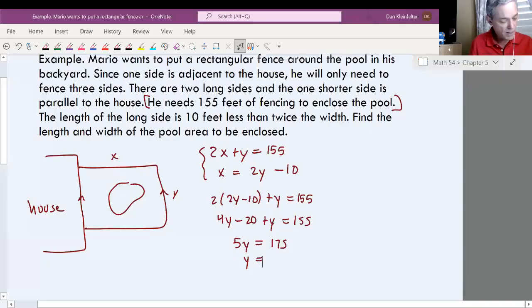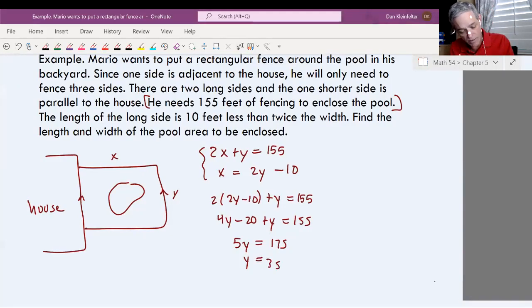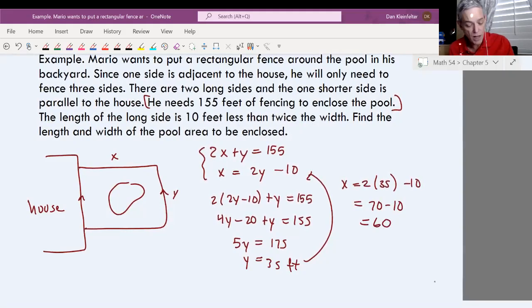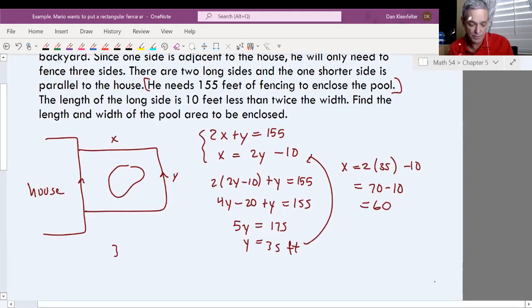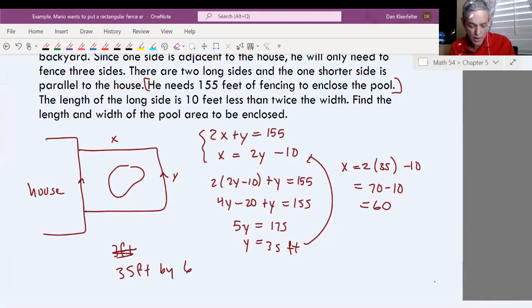Okay, once again, Zoom crashed, but I guess we're okay now. All right, so then this makes our y 35 feet. And then for the x, that's 2 times y minus 10, and that will be 60. All right, so it's going to be 35 by 60. Okay, that'll do it.